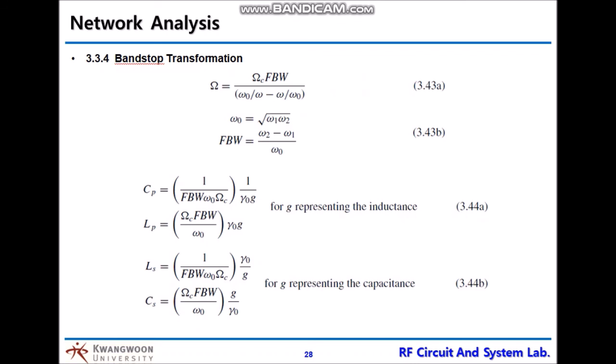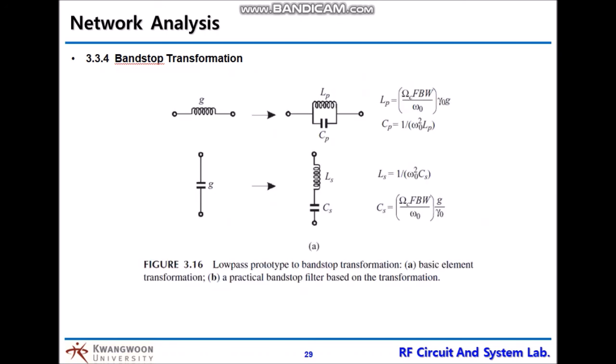The frequency transformation from low-pass prototype to bandstop is achieved by the frequency mapping as equation 3.43, where omega 2 minus omega 1 is the bandwidth. The element transformation of this type is shown in figure 3.16a.